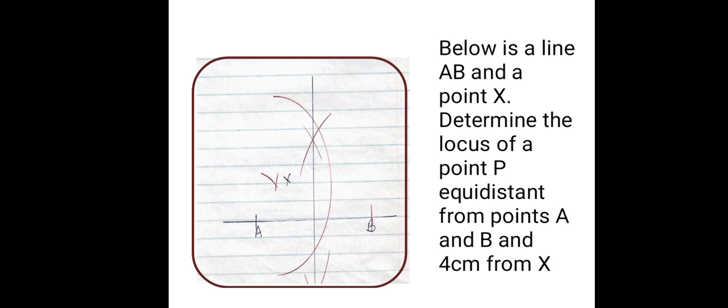Below is a line AB and a point X. Determine the locus of a point P equidistant from points A and B and 4 cm from X.